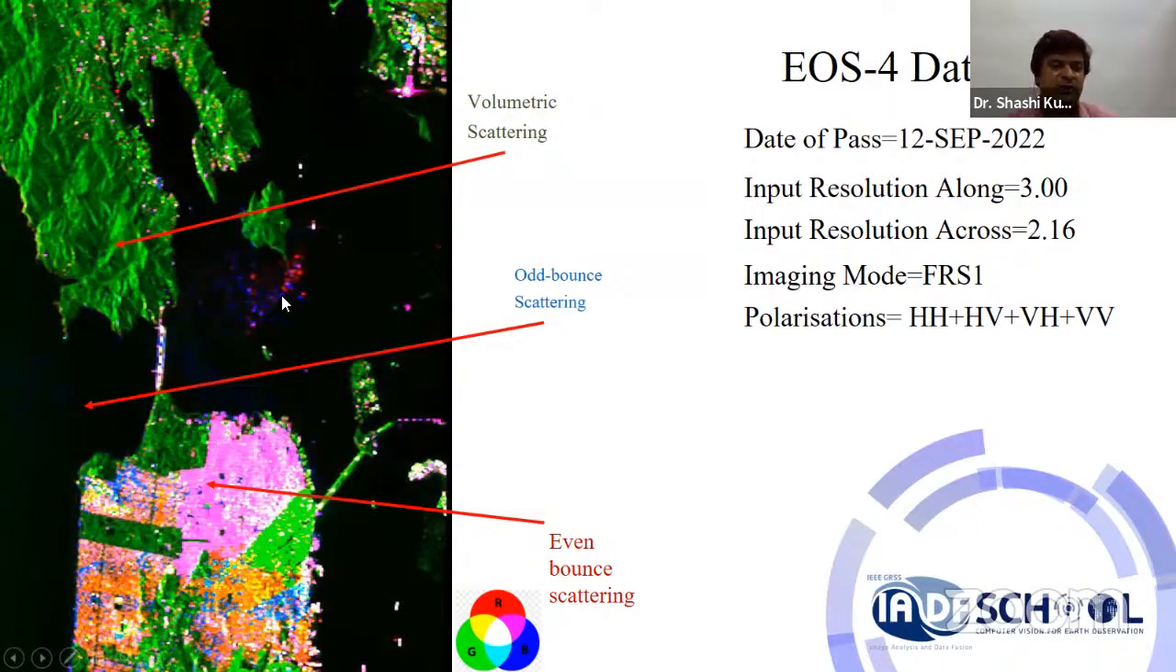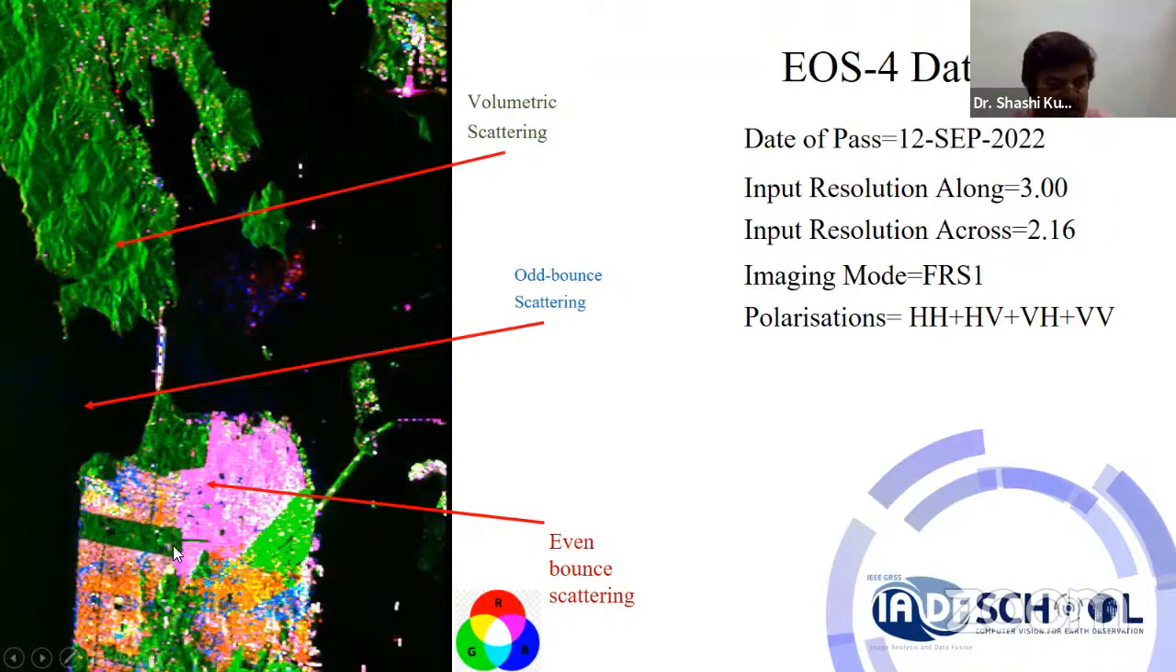Now, with the help of the four polarimetric channels, some advanced processing was implemented. Modeling approaches were implemented to retrieve the scattering from different scattering elements and different features. So here you can see that the residential area or the urban area shows the dominance of the even bounce scattering. And somewhere we are going to get the volumetric scattering as well. And the water body is going to appear very dark. This is going to show the odd bounce scattering. So the model-based decomposition was implemented on this data set to retrieve this scattering information. And very good scattering information is retrieved.